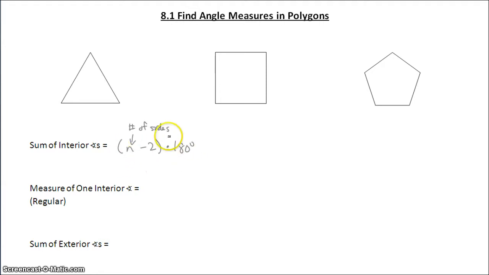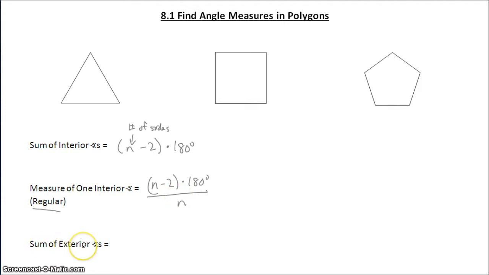Now this gives me the total sum of the interior angles. If I want to find one interior angle and I have a regular polygon, I'm going to take my total and divide by how many sides I have. The number of sides is going to be the same as the number of angles. So to find the measure of one interior angle, I'm going to take the sum of the interior angles and divide by the number of sides.